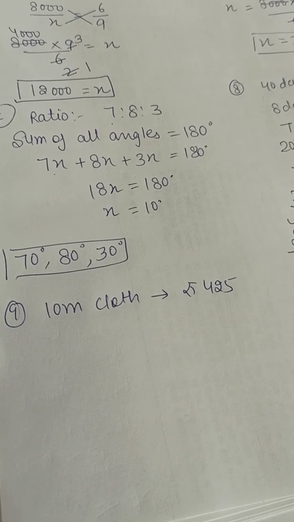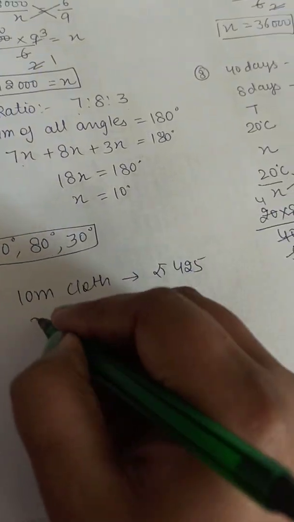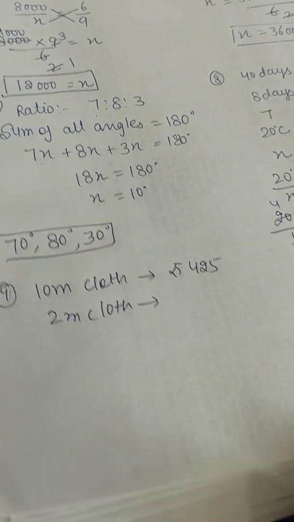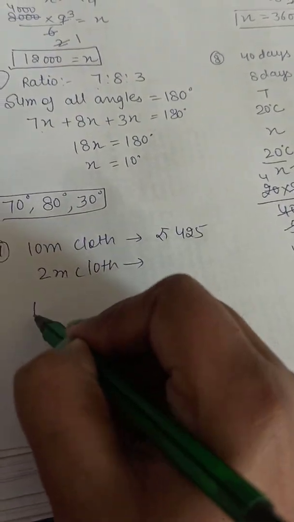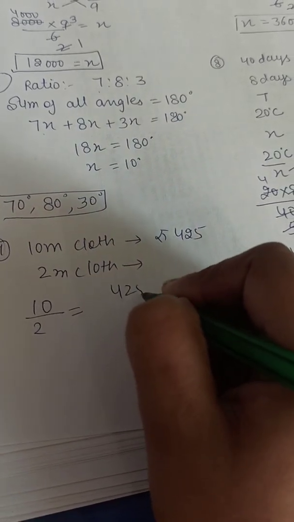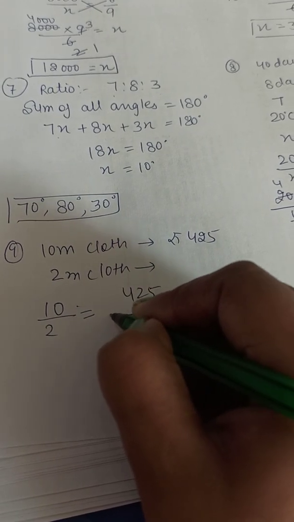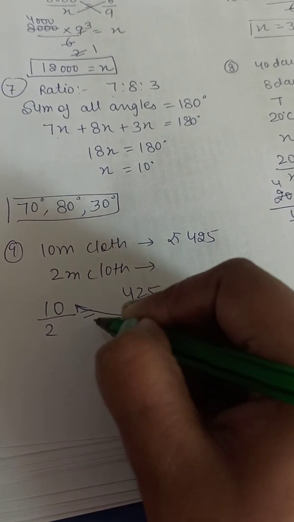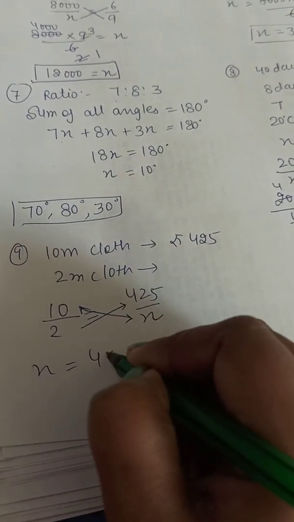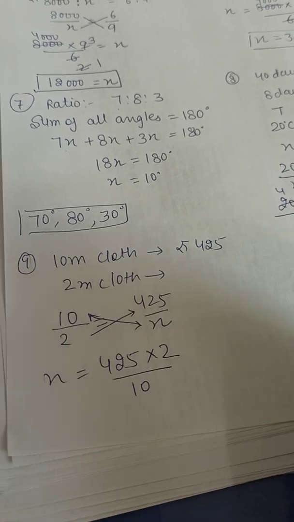Find the cost of 2 meter of cloth. We have to find the cost of 2 meter cloth. So same beta, we will do this by unitary method. You can go direct also, 10 by 2 and rupees 425 by x. This x will go there and this 10 will come here and 2 will go there. x equals 425 multiply with 2 divide by 10.